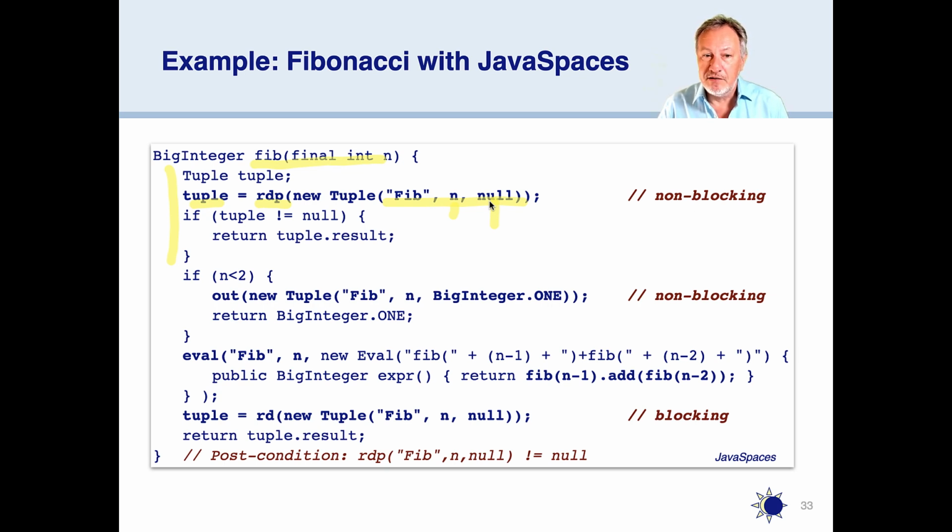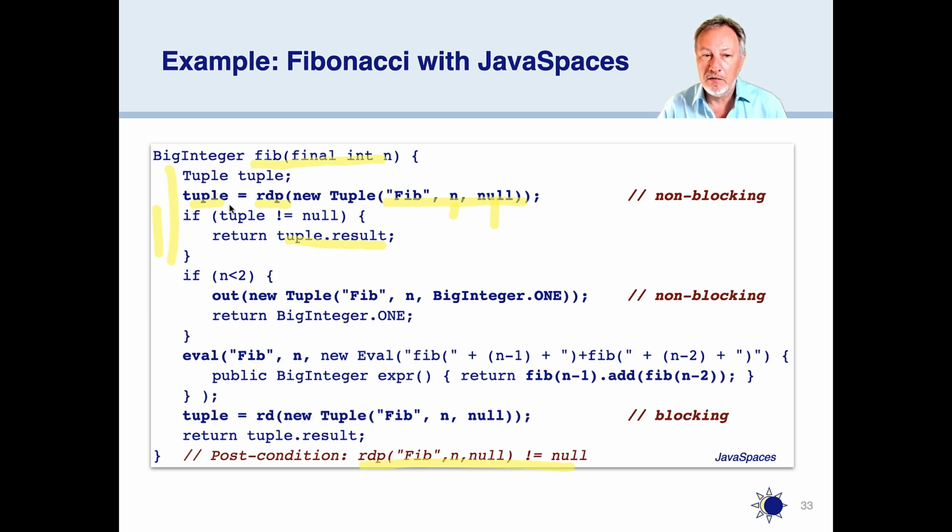If this succeeds, then we're done. So if the tuple is not null, then we're done. If the tuple is null, that means, oh, we have some work to do. So this is actually the post condition that the big integer should ensure for us. It should ensure at the end that there is a Fibonacci tuple for the nth Fibonacci value in the tuple space. So that when we do a readP, it should not return null, but should return the actual tuple with the value in it. So if that's true, we immediately return the result and we're done. So notice this is implementing kind of a cache for Fibonacci values.